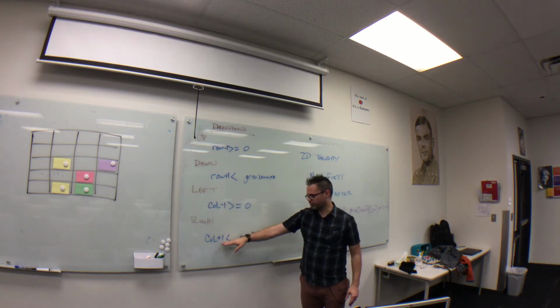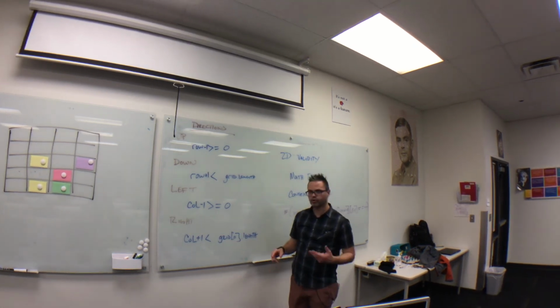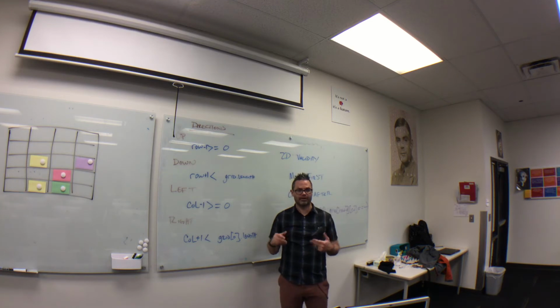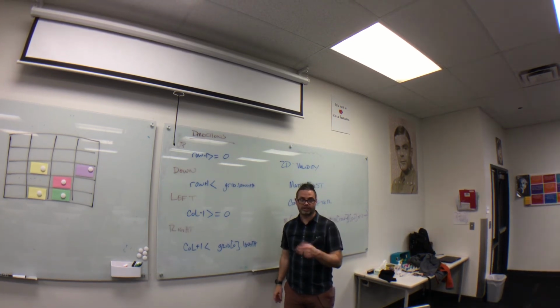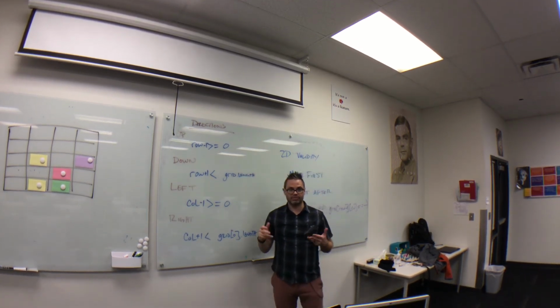Finally, if we want to go right, we want to check to make sure that col plus 1 is less than grid sub 0 dot length, or if we get more specific, grid sub row dot length, because we always want to make sure that we're going within the bounds. Since we always have rectangular arrays in class, grid sub 0 dot length is guaranteed to be valid, but if you want to be more correct, it would be grid sub row dot length. And so those are the directions we have to check if we want to go up, down, left, or right.